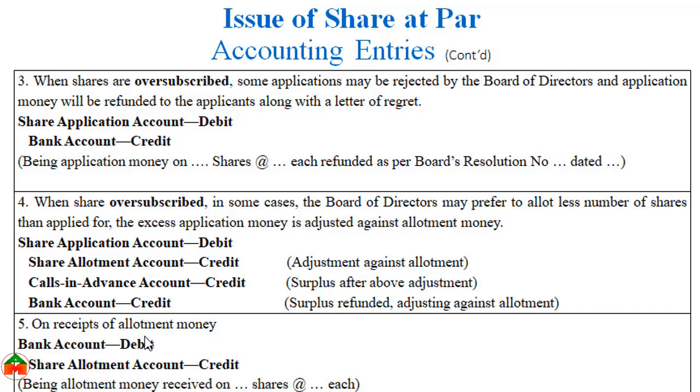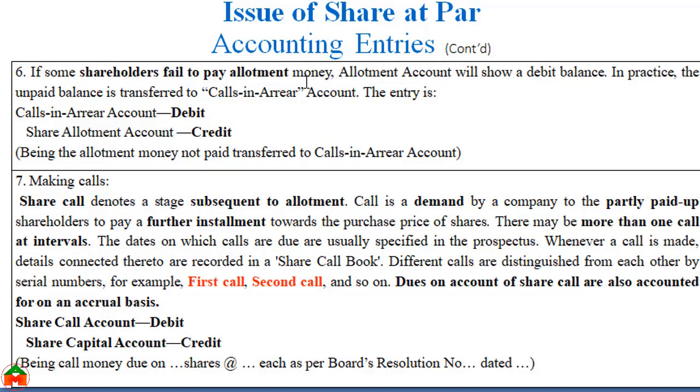And whenever you are receiving the money of allotment, then the journal is bank account debit, share allotment account credit. If there are any shareholders who fail to pay the allotment money, in that case, that amount should be journalized as calls in arrear account debit, share allotment account credit.